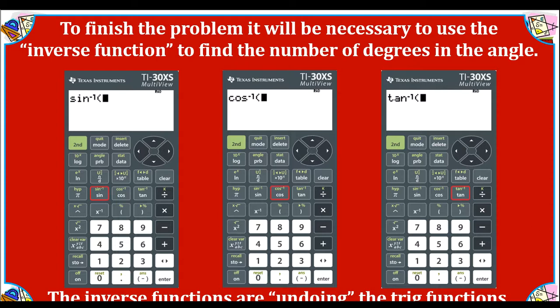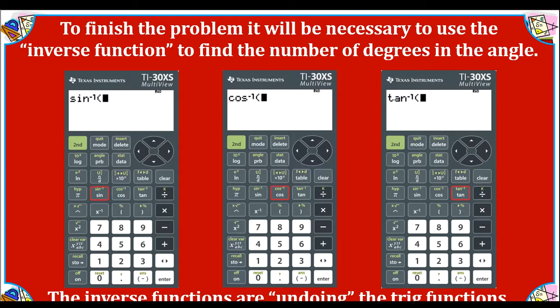So to undo sine, cosine, and tangent, there are the inverse functions on your calculator. The way you get access is you click second and sine. That will give you the inverse of sine. The inverse functions, remember, in any mathematics is just undoing that operation, just like multiplication undoes division. So the inverse of sine, sine raised to the -1, undoes the sine function, as well as second cosine, second tangent.